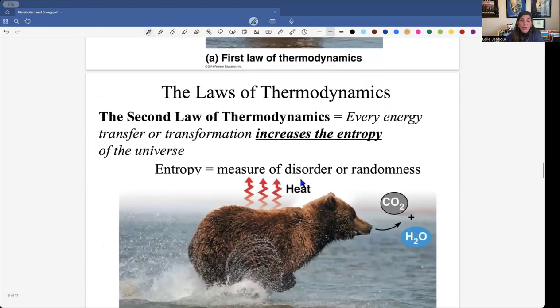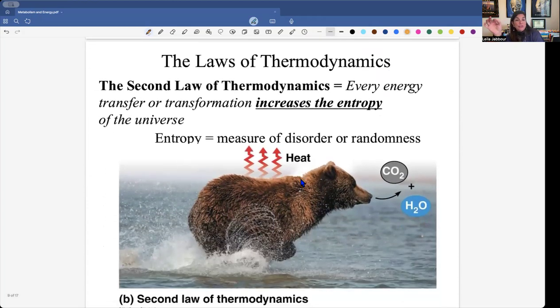The second law of thermodynamics: every energy transfer or transformation increases the entropy of the universe. Oh, what's the entropy? The entropy is the measure of disorder or randomness. It's like the universe works towards entropy. That's the second law of thermodynamics. Energy transfer increases entropy of the universe. So there's always a goal to go towards more randomness.